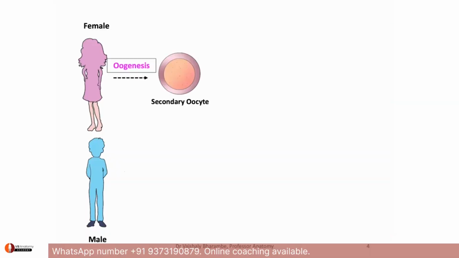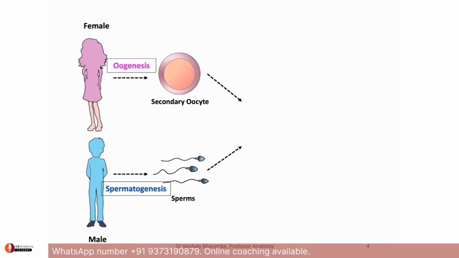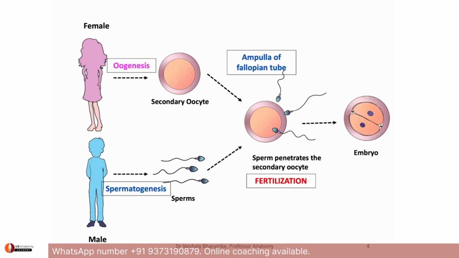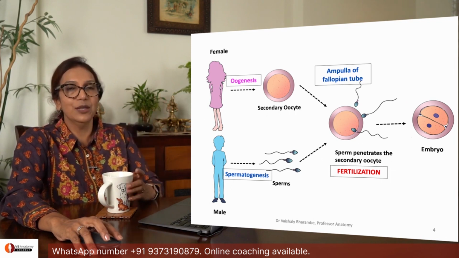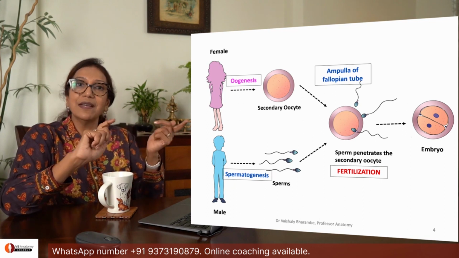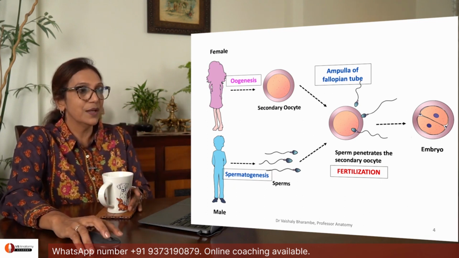Take a look. The female produces the secondary oocyte by the process of oogenesis. The male produces sperms by the process of spermatogenesis. Both the secondary oocyte and the sperms travel to the ampulla of the fallopian tube, where the sperm may penetrate the oocyte to bring about fertilization and production of an embryo. This whole process comes under the category of fertilization and factors affecting fertilization.